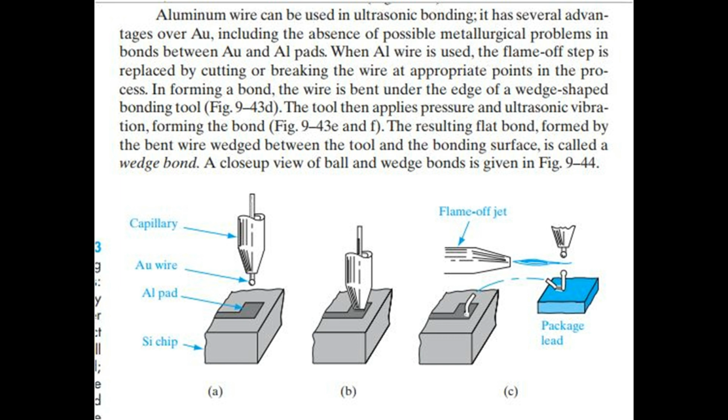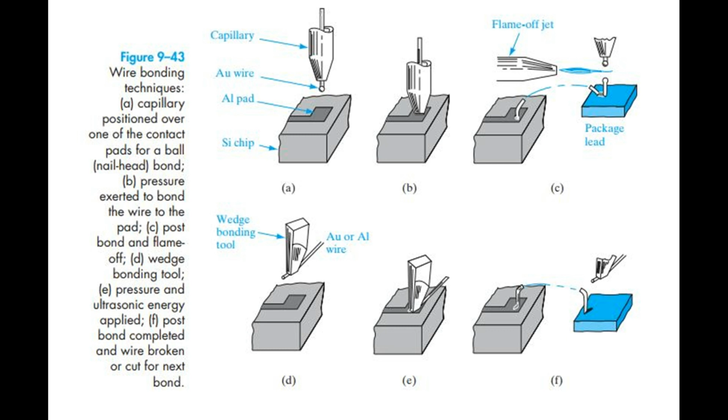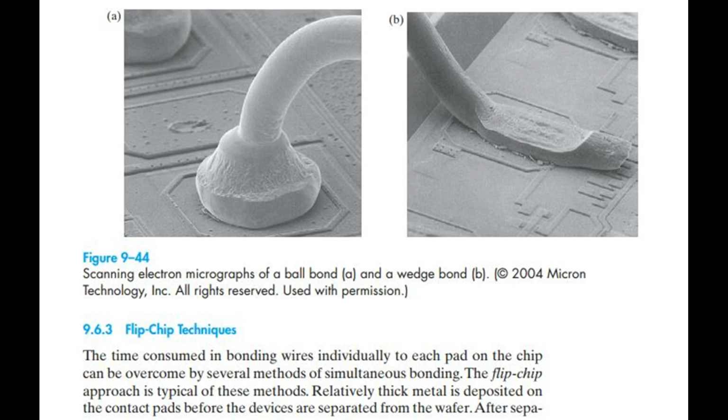Figure 943. Wire bonding techniques. A. Capillary positioned over one of the contact pads for a ball, nail head, bond. B. Pressure exerted to bond the wire to the pad. C. Post bond and flame-off. D. Wedge bonding tool. E. Pressure and ultrasonic energy applied. F. Post bond completed and wire broken or cut for next bond. Figure 944. Scanning electron micrographs of a ball bond, A, and a wedge bond, B. 2004 Micron Technology, Incorporated.